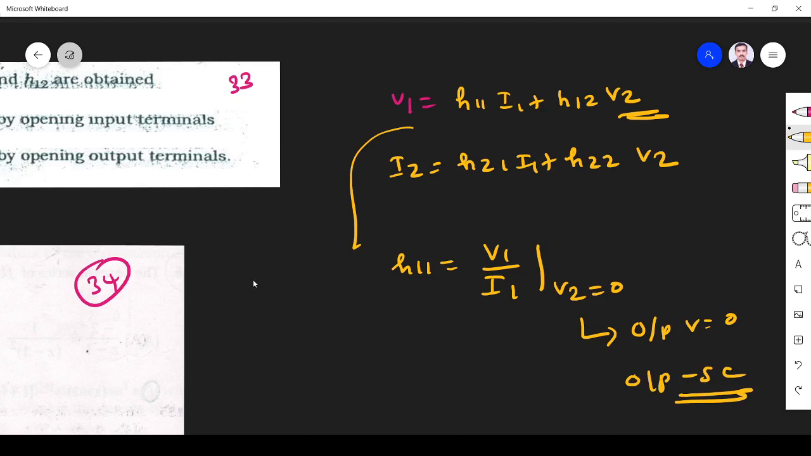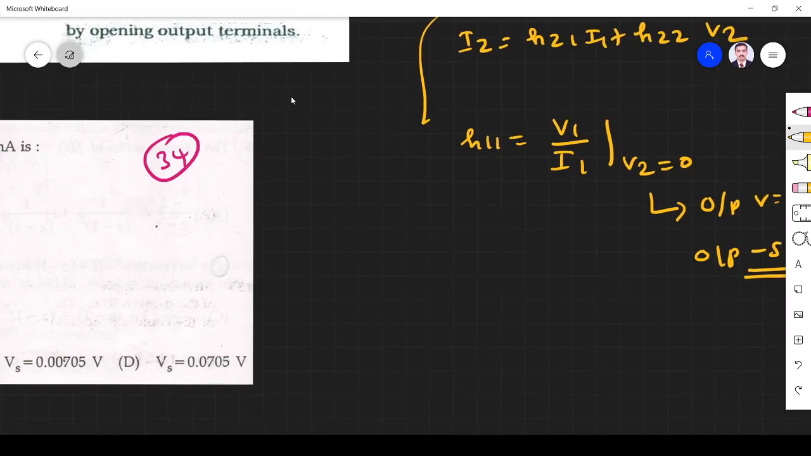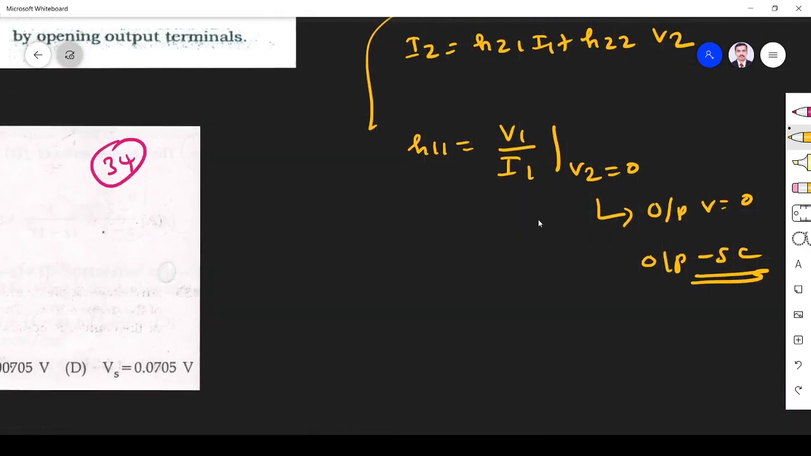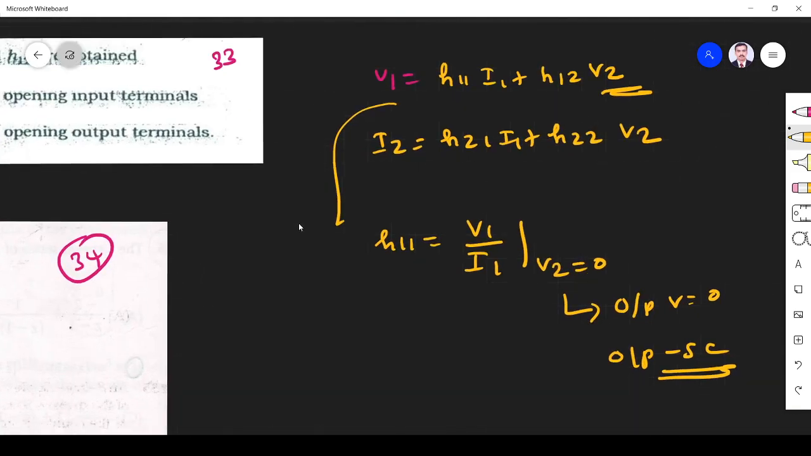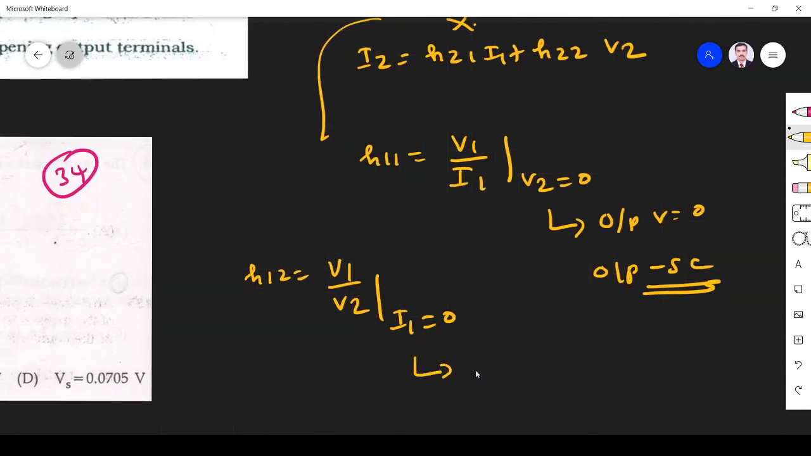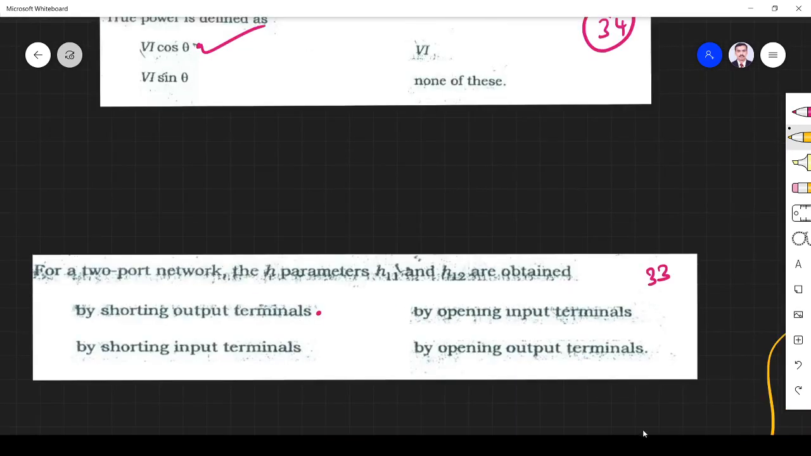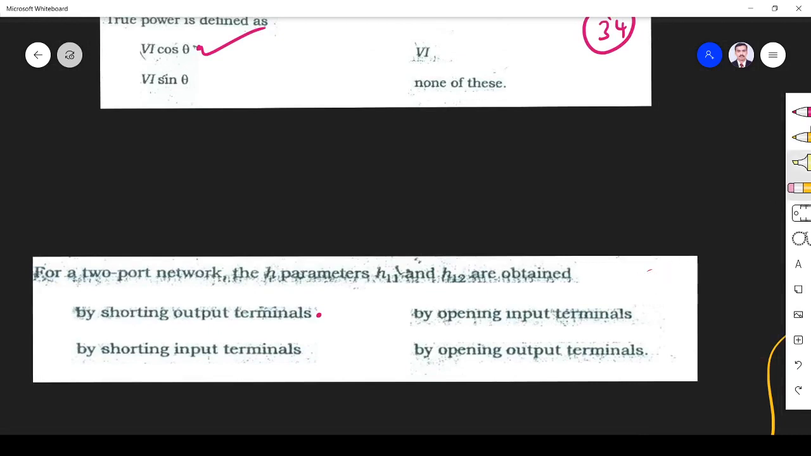Similarly, what they are asking, H12. I can find H12 from here. If this term is 0, then H12 is equal to V1 by V2, provided I1 is 0. I1 means input current is 0, and input current 0 means the input must be open circuit. So the output should be short circuit, and the input must be open circuit. That is the answer. So this is question number 35: output must be short, input must be open.